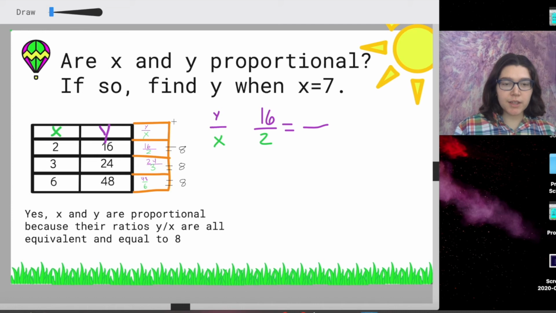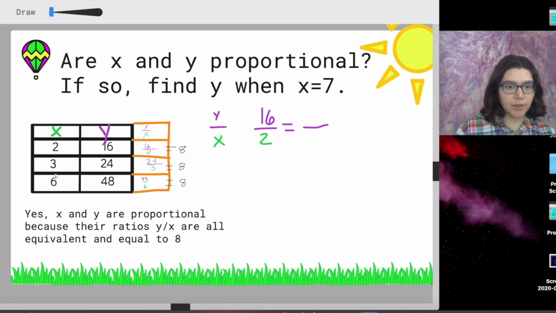So they're telling me find y when x equals 7. If I look at my table, I don't know what the y value is when x equals 7. We have 2, 3, and 6. None of those are 7. But I can set up this proportion to figure it out. If I had 7 here, what would be the y that goes with it?